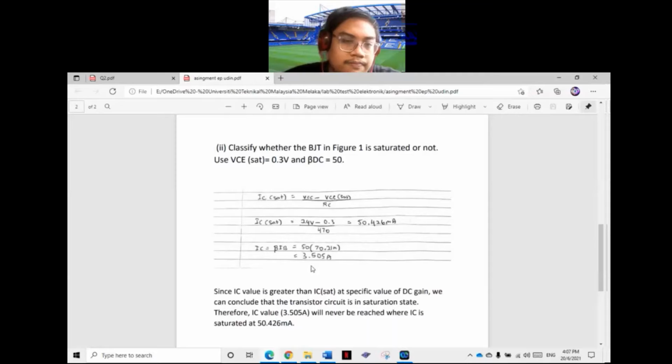And the IC we get is 3.505 ampere. So since the IC value is greater than IC saturation, we can conclude that the transistor circuit is in saturation state. Therefore, the IC value 3.505 ampere will never be reached, where IC is saturated at 50.426 milliampere.